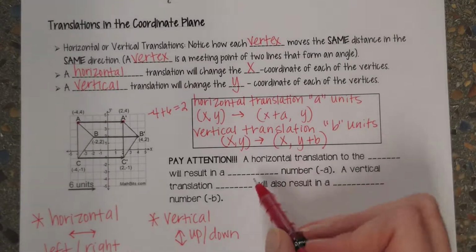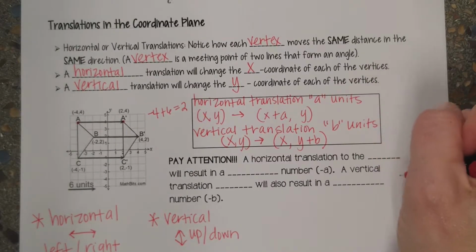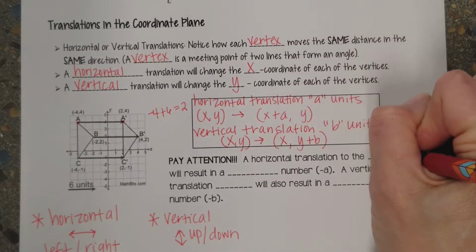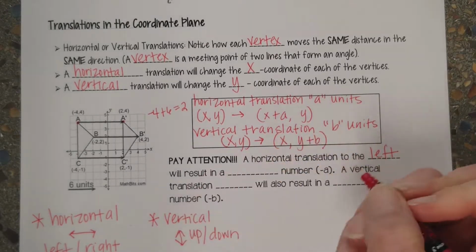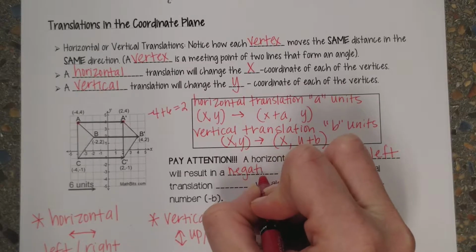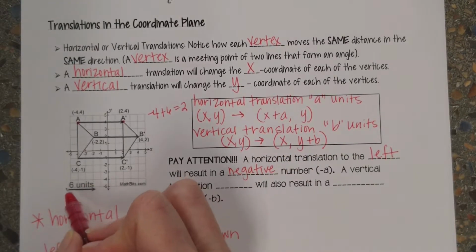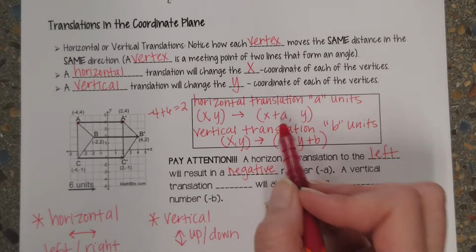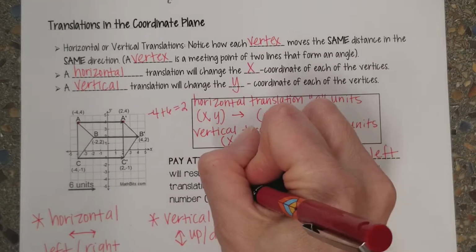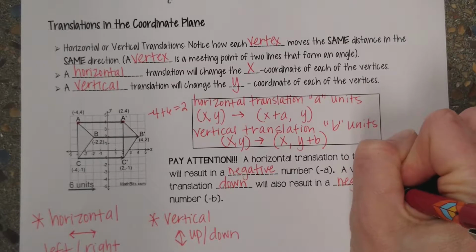Okay? All right, so pay attention, a horizontal translation to the left will actually result in a negative number. So, for example, if this had told us to go 6 units to the left, we would actually have a negative 6 that we would be adding here, or subtracting, I guess. A vertical translation down will also result in a negative number.